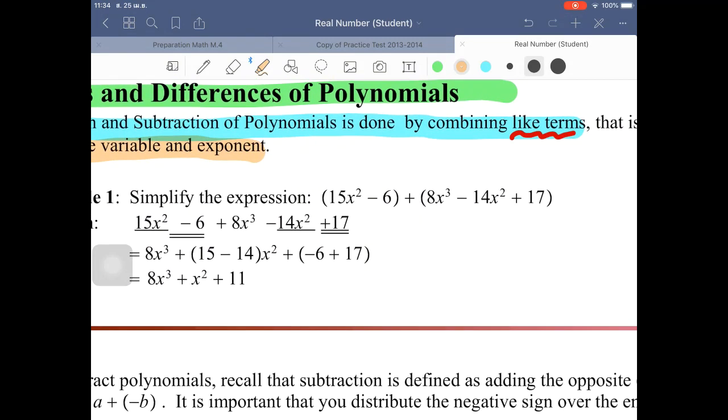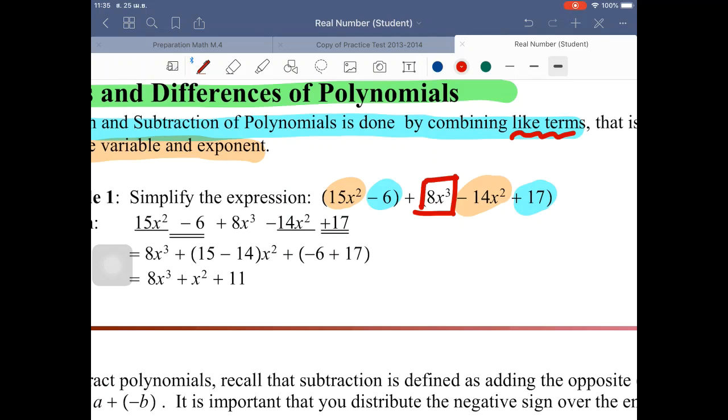You analyze first which term can be added or subtracted with which term. This x squared can be operated with this x squared. And here the constant term operates with this constant term. Okay, and this one, x to the power of 3, the variable is x and the exponent is 3. There is no like term for this in the polynomial. So 8x to the power of 3, just leave it. You can't do anything with it, just leave it.